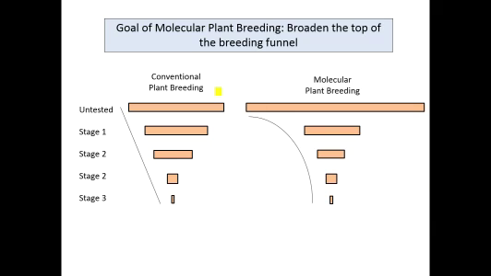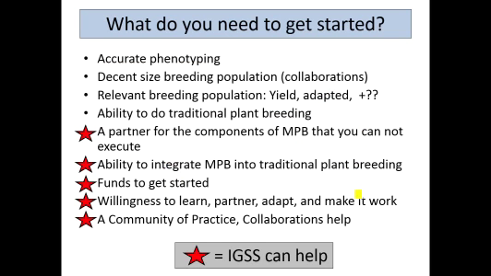So instead of being shaped like this, you'll have this kind of shape. A lot more material is tested in this early stage using molecular technologies. That increases the effective size of your breeding program and improves your probability of success. Because of the molecular screens up here, better material enters your later stages of breeding and you get more value from all those plots that you run.